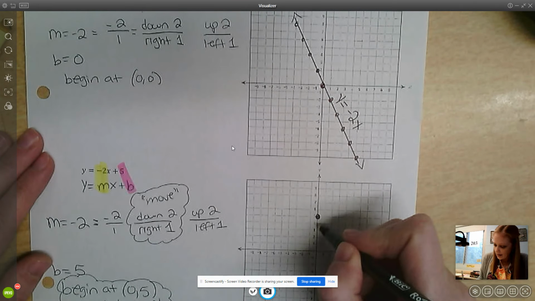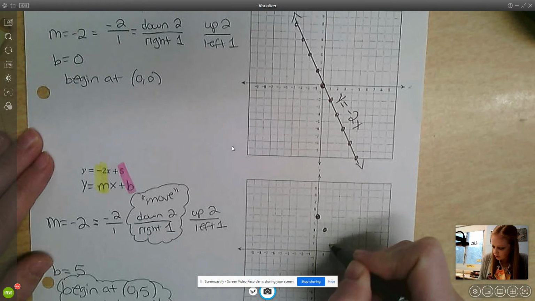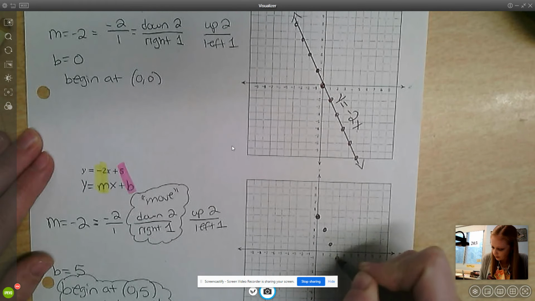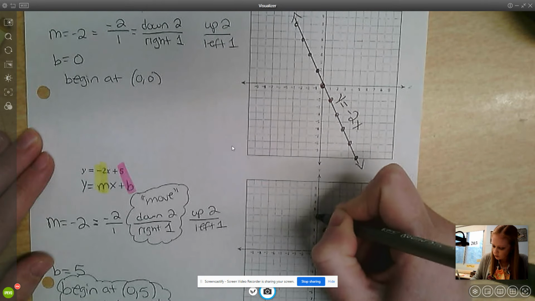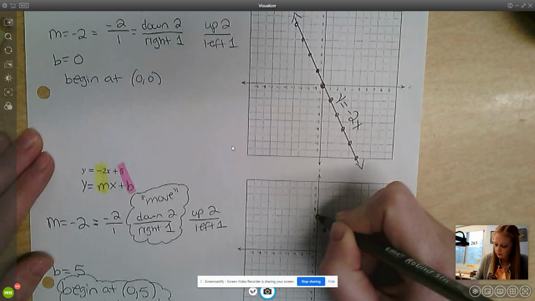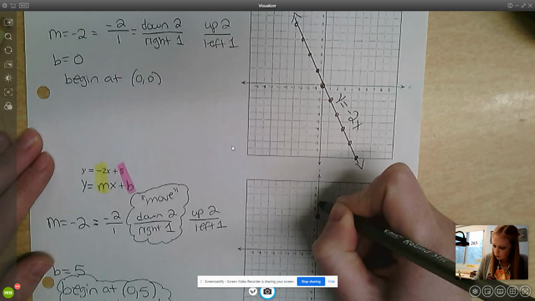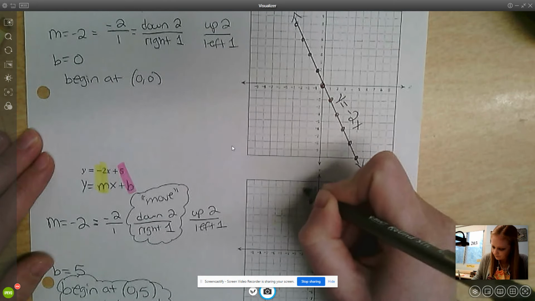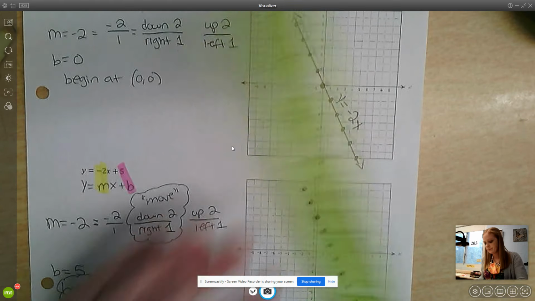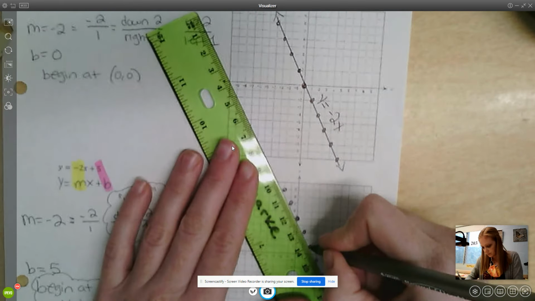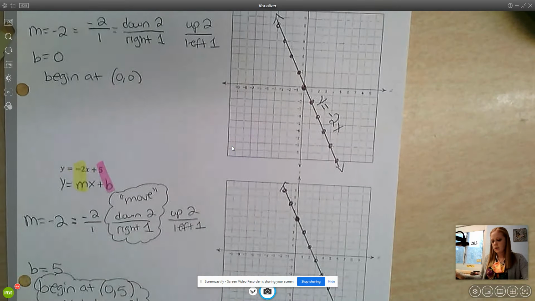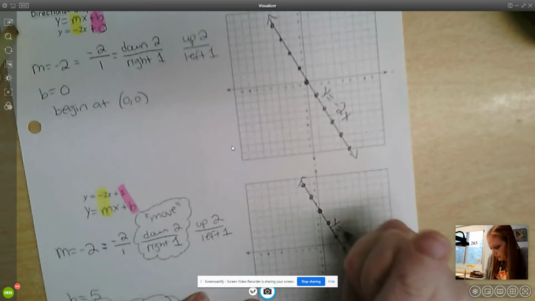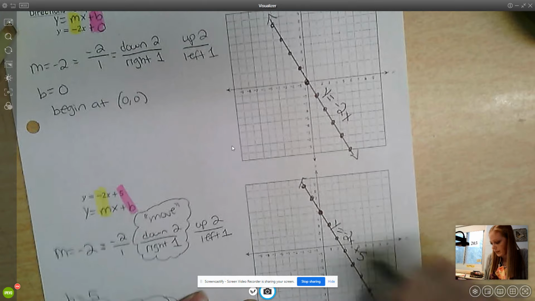Okay, we're going to go down 2, right 1, down 2, right 1, down 2, right 1, down 2, right 1. Okay. Backwards. Go back to where we started at b being 5, up 2, left 1. Okay, connect them. Arrows and label. Y equals -2x plus 5.